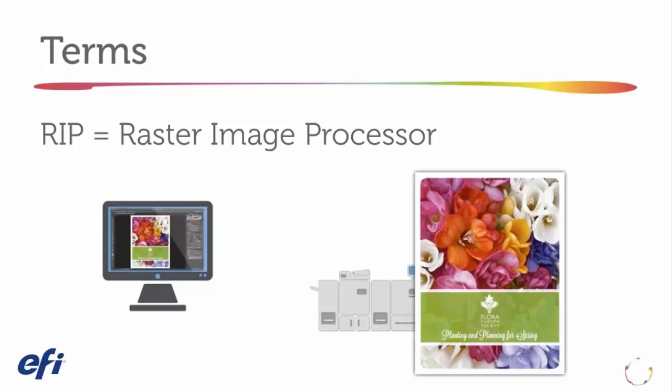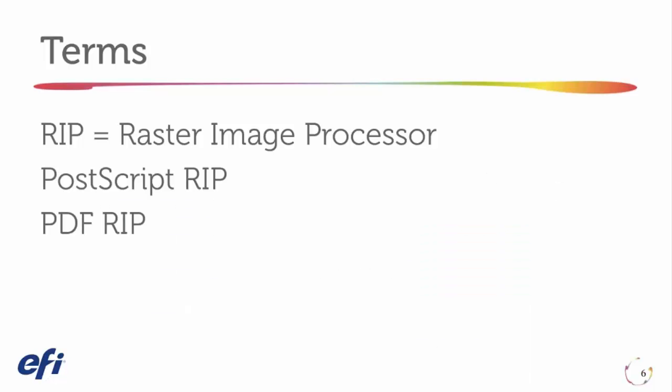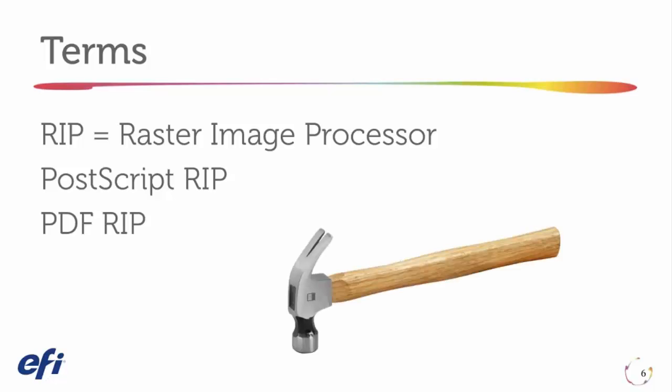That is a totally accurate term, by the way, for what a Fiery can do. There are other terms too, PostScript RIP, PDF RIP. When it all comes down to it, when you think of the term raster image processor or RIP, that's really saying that it's a tool that you use to print jobs. It's a very focused tool because it processes files and prints them.